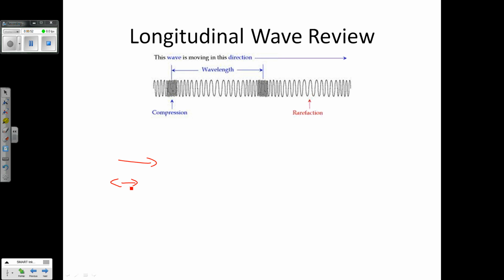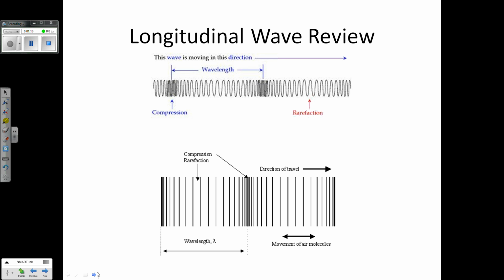When this happens, the particles in the medium are either going to start bunching up in an area we call compression or spacing out in an area we call rarefaction. And when we view a wave in this fashion, to measure the wavelength, just as with the transverse wave, you look for where the wave repeats itself. So in this case, if I measure from compression to compression, that will be one complete wavelength.